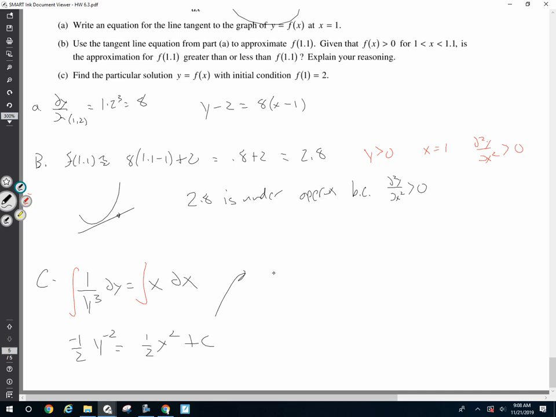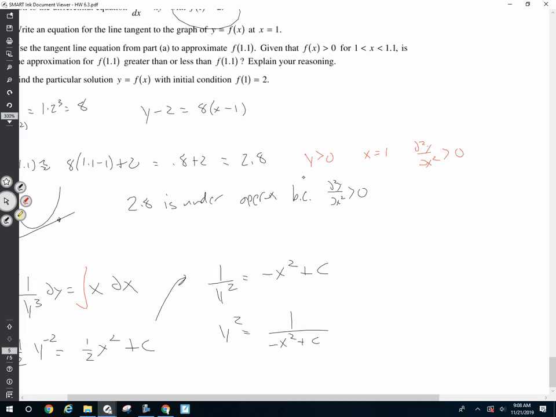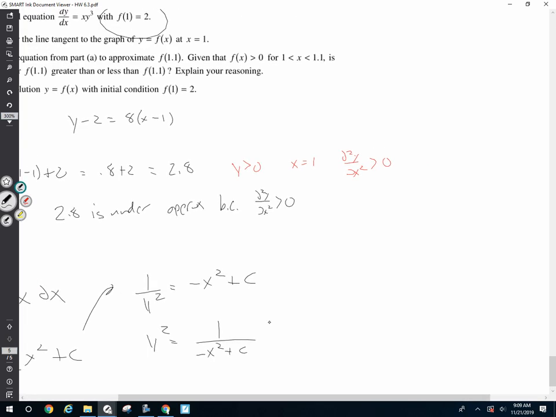Multiply everything by negative 2. I'd have 1 over y squared equals negative x squared plus c. Flip both sides. y squared would equal 1 over negative x squared plus c. Take the square root of both sides. I get y would equal plus or minus root 1 over negative x squared plus c.